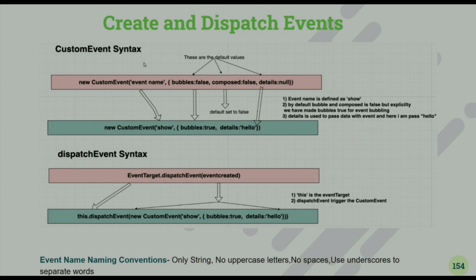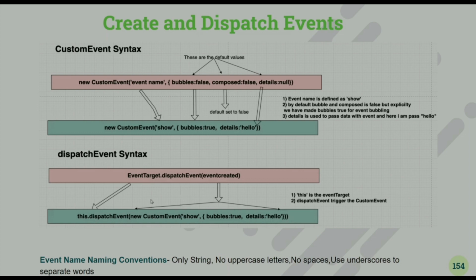Once your event is created, you want to dispatch it. To dispatch it, the syntax is eventTarget.dispatchEvent, and you pass the event you have created into the dispatchEvent method. In the case of LWC, the event target is this, which gives us the component event target. Like we have used this.template.querySelector, similarly here we're going to use this.dispatchEvent, and then you pass the event that you have created. So this is the syntax for how you create and dispatch the event.